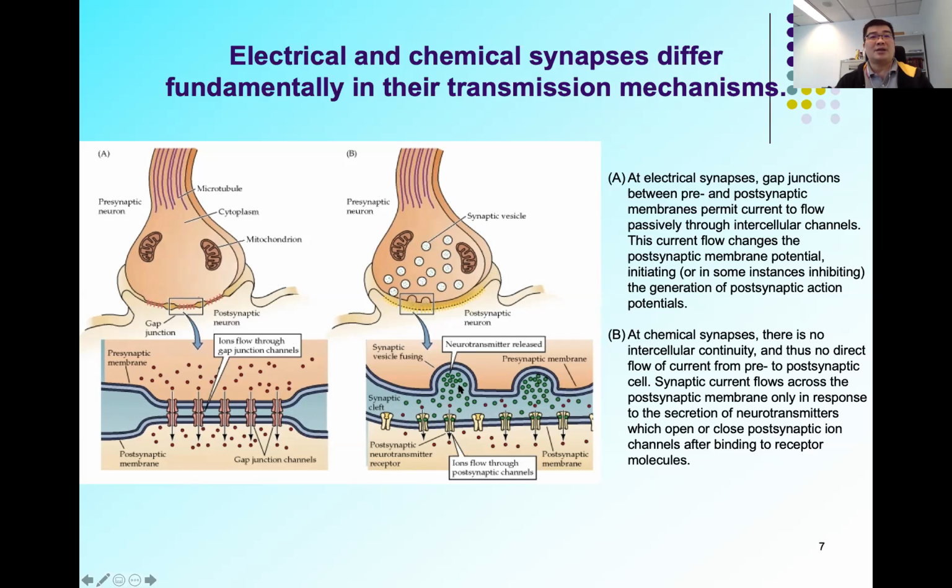Now, what happens is that chemicals are being released, the so-called neurotransmitter, and that will diffuse to the postsynaptic cell and then activate the receptor. So there's a chemical difference.